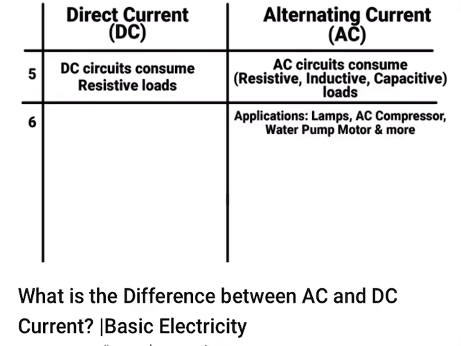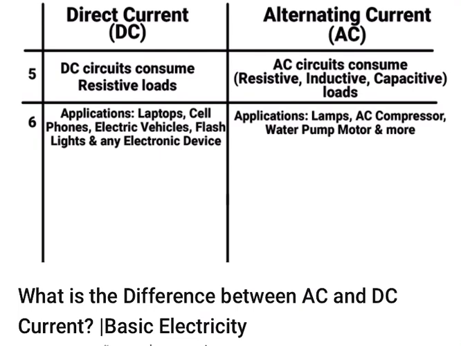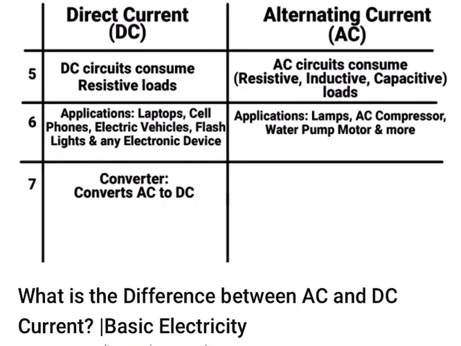The applications of AC in our homes are lamps, compressor of AC, water pump motor, and more. The applications of DC are laptops, cell phones, electric vehicles, flashlights, and any electronic device. So to charge your laptop or your mobile, or to supply DC to any electronic device, you need a converter, which converts the AC power supply existing on your home receptacles to DC. To convert DC to AC, you need an inverter.